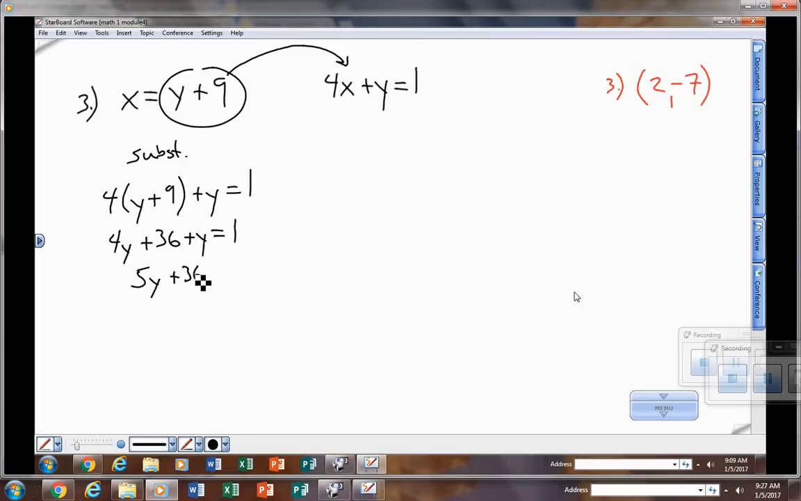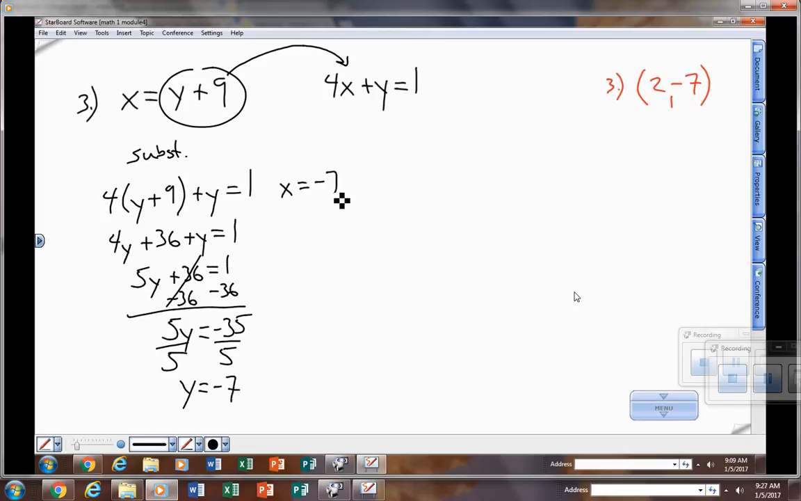And then there I will do inverse operations. I'll subtract 36 on both sides. Gives me 5y equals negative 35. Divide both sides by 5. And that gives me what y is. Y equals negative 7. Take that negative 7, plug it in to either equation. I choose that first one, which is easier. Where y used to be, I plug in negative 7. And then negative 7 plus that 9 gives me 2. So that answer is 2, negative 7.